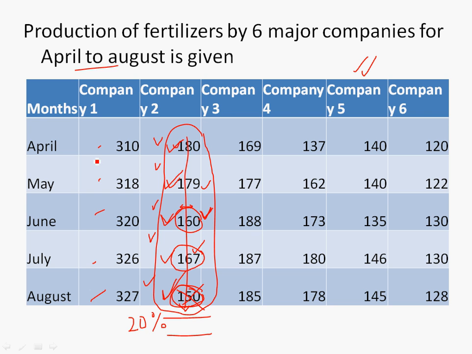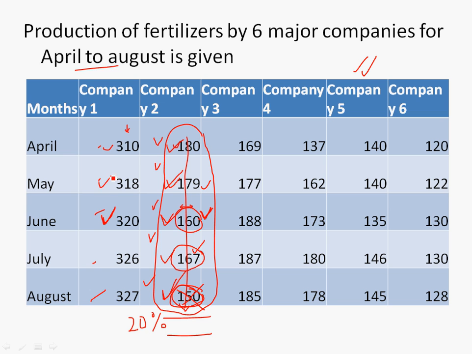So let's see how to approach it. One way is to add all of this, find 25% and see whether this is equal to that 25% or not. Or the other way is doing it without calculations. Let's see how to proceed without calculations.